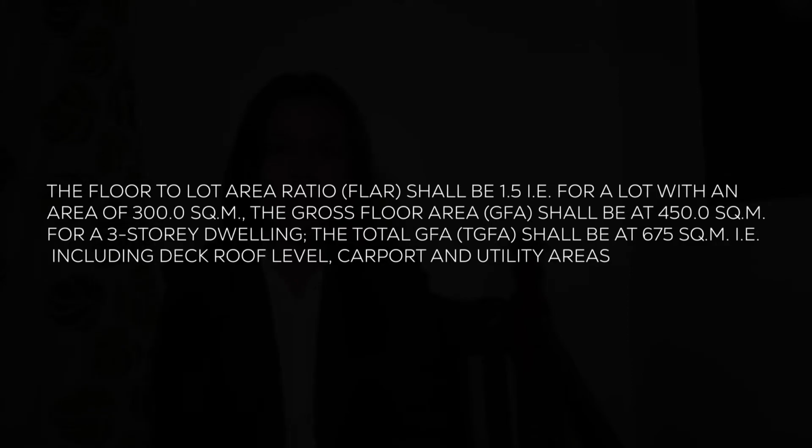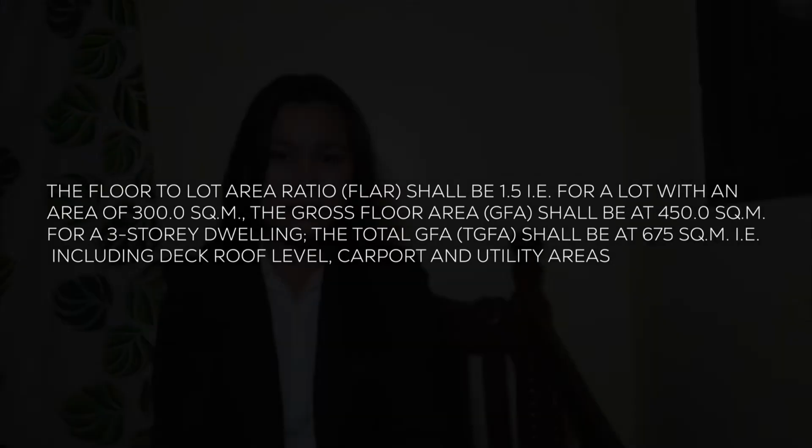The gross floor area shall be at 450 square meters for the 3-story dwelling. The total ground floor area shall be at 675 square meters, that is including the deck roof level, carport, and utility areas. Lastly, there must be no firewall along the property lines for an R1 lot. Duplexes and single attached dwellings are prohibited for an R1 lot.